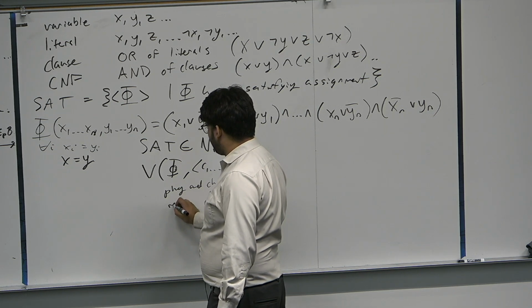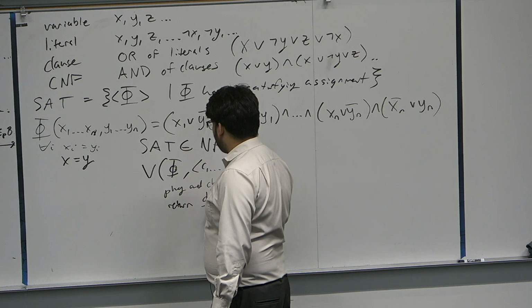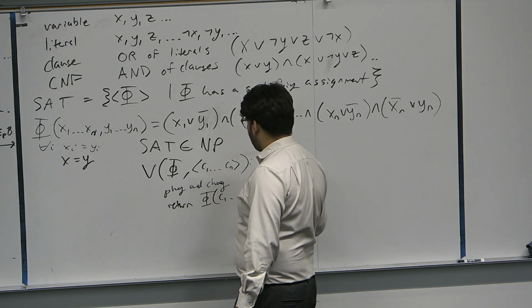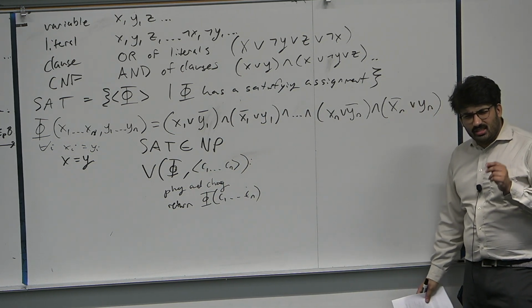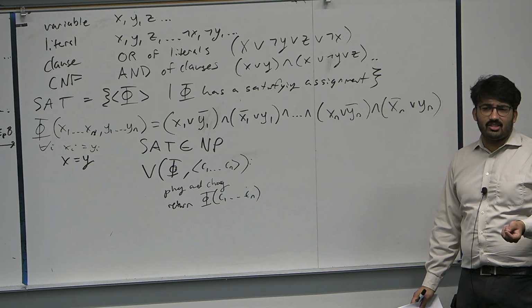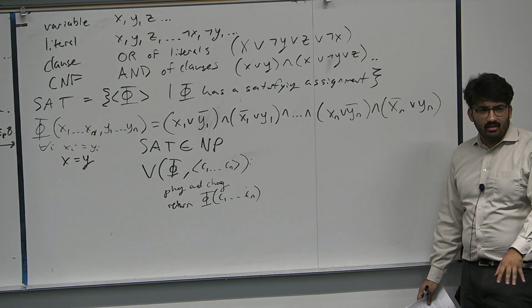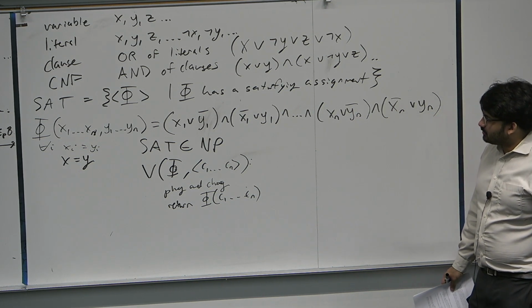So we return Cn. Just plug the assignment and see if it works. If a CNF is satisfiable, someone can easily convince you of this by just telling you what bits to plug in. That is a satisfying assignment.